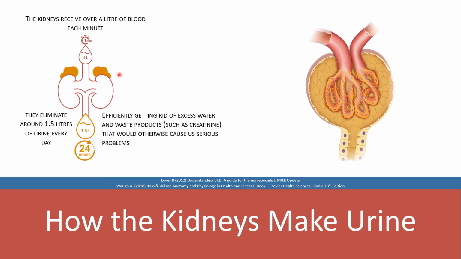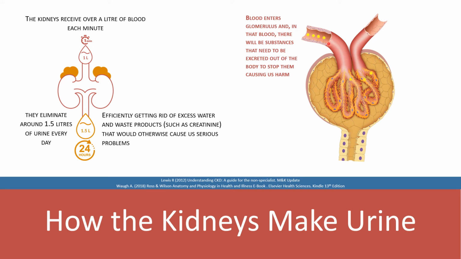So we're back to our lovely glomerulus. So here we go. If you look at this now, they're receiving a litre of blood every minute. But what happens to that blood when it lands in the glomerulus? Well, it enters, as you now know, via the afferent arteriole. And when it gets into these little blood vessels, because they're perfectly designed for the job, they start to filter out substances such as creatinine that cause us harm.